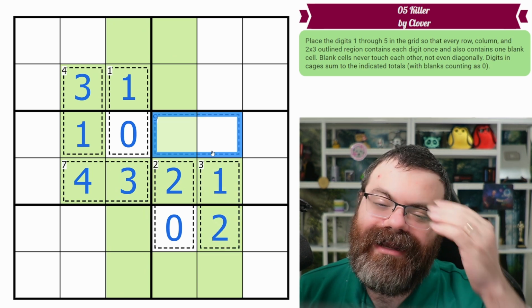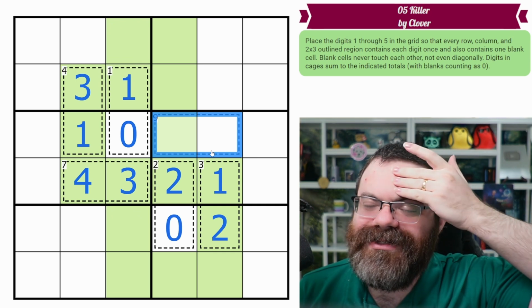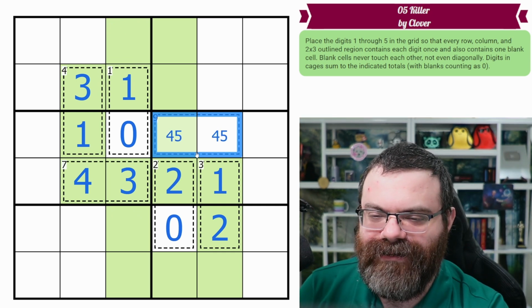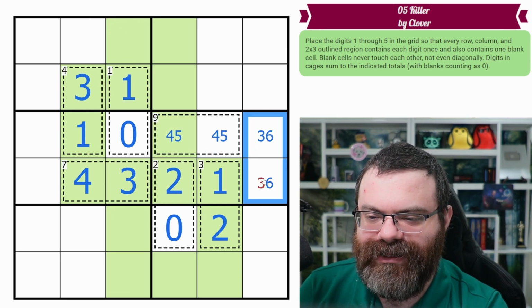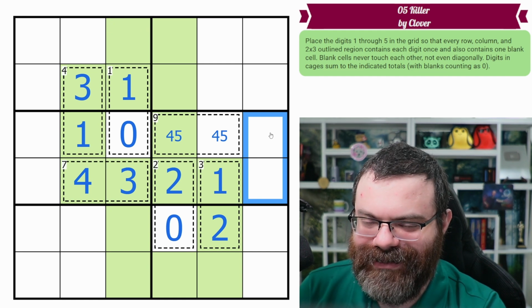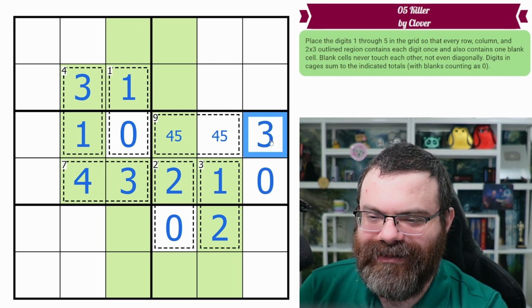Oh yeah, 9. I was thinking we could be 3 6 or 4 5, but there's no 6 in the puzzle, so we can actually fill 4 5 here, putting 3 6 over here. No, sorry, not 6, 3 0 over here. So this is the 0 and this is the 3.